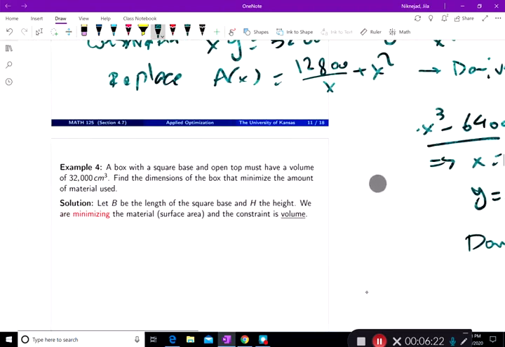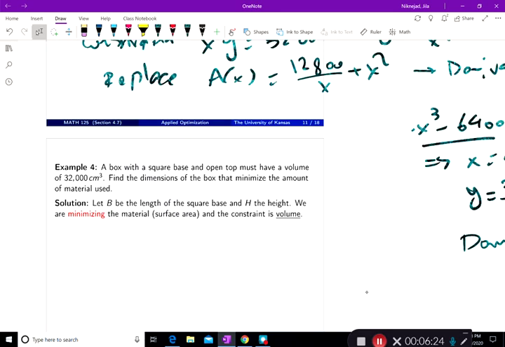So the solution to the question is 40 times 40 times 20. And you can plug that back into here to see how much surface area you will need.